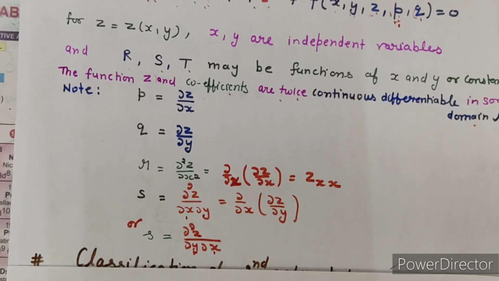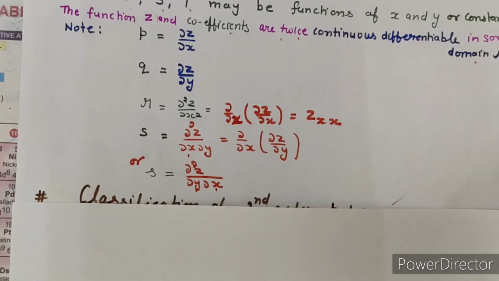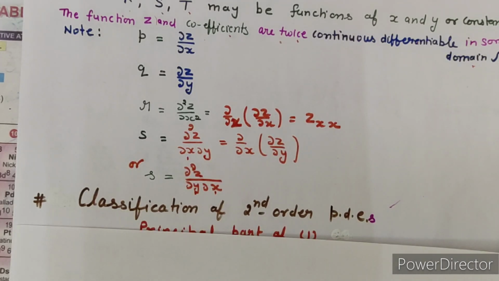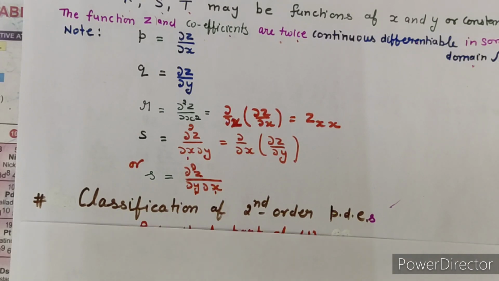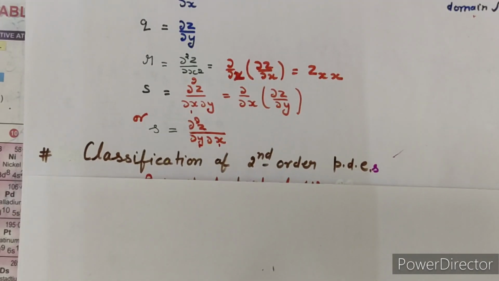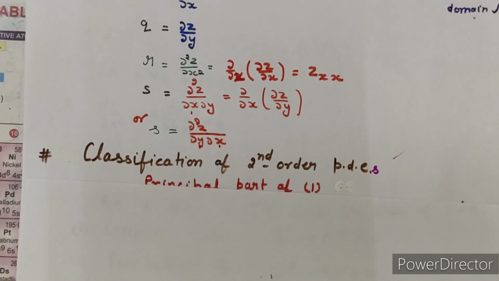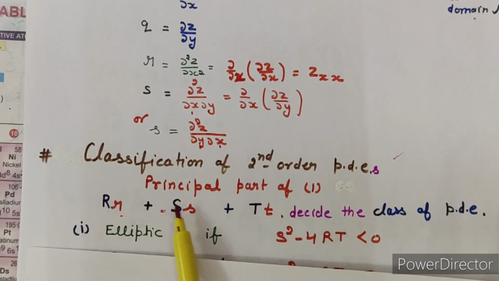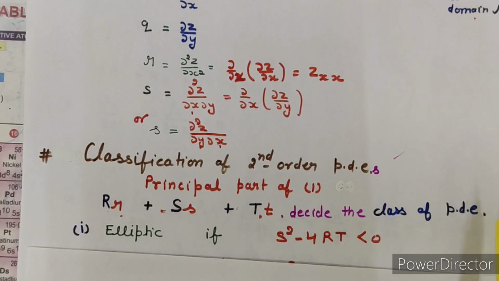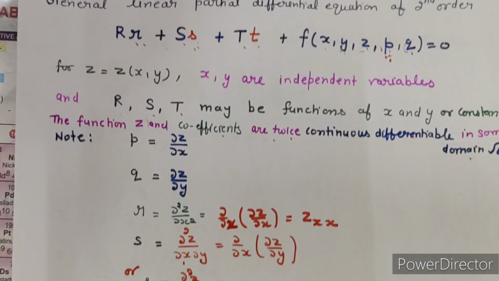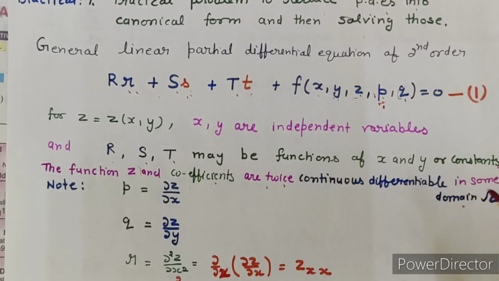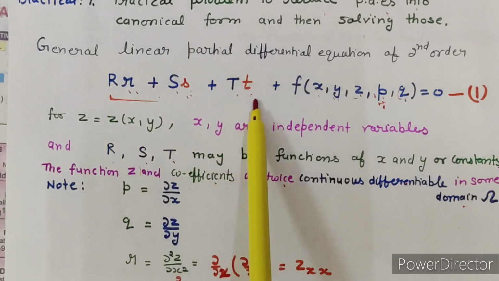Now the classification. To do this practical, we first need to know whether the given equation is elliptic, hyperbolic or parabolic. For this we first write the principal part of the equation, which is given by the expression capital R r plus capital S s plus capital T t in equation number 1.